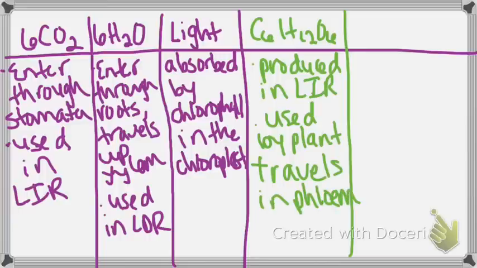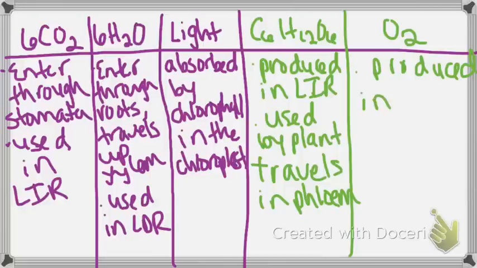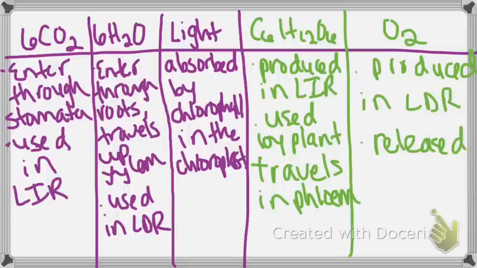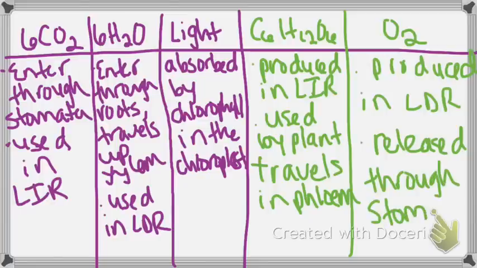Our last product that's produced in our equation is oxygen. Remember, oxygen is going to be produced as a waste product after we split the water molecule in our light-dependent reactions. And it's going to be released out of the leaf through the stomata, which are those pores on the bottom of the leaf. And this is the same oxygen that you and I breathe in and helps us to sustain all of life on Earth.